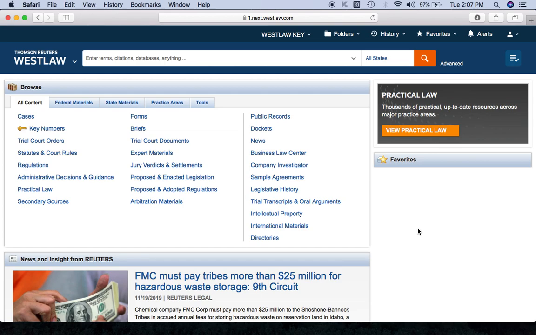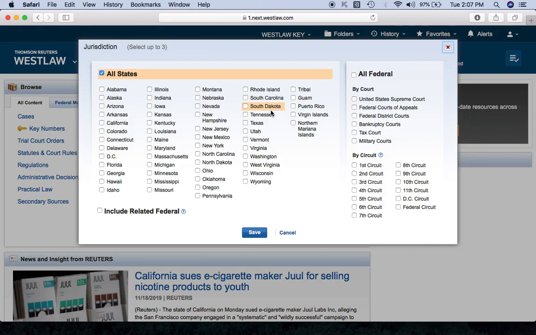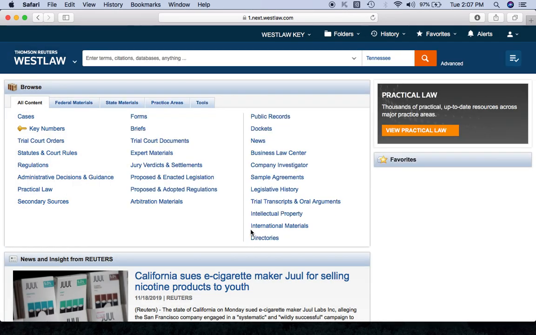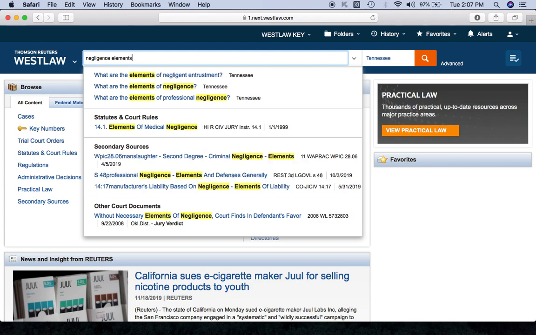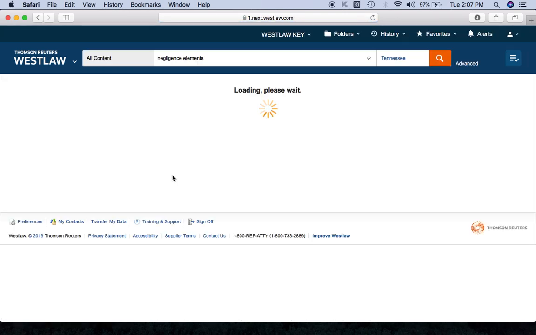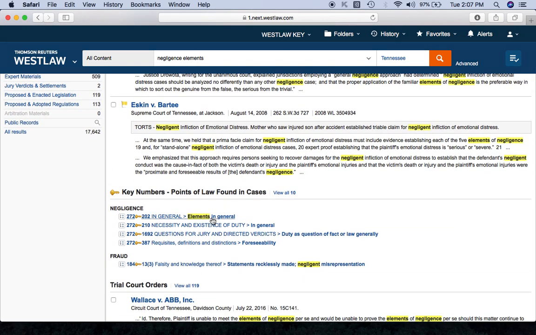Since I want to find elements of negligence in Tennessee, the first thing I'm going to do is go over here and hit Tennessee, so I'm only searching in Tennessee. And the next thing I did was type in negligence elements. And while looking at that, I saw this right here under key numbers, elements in general, so I clicked on that.